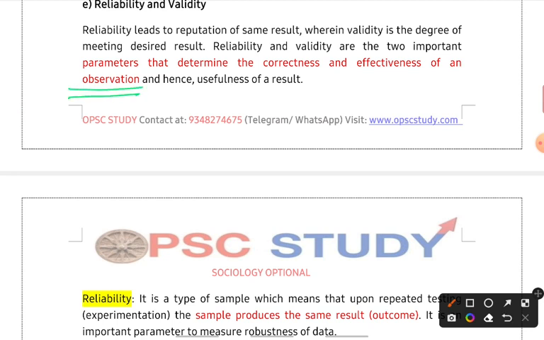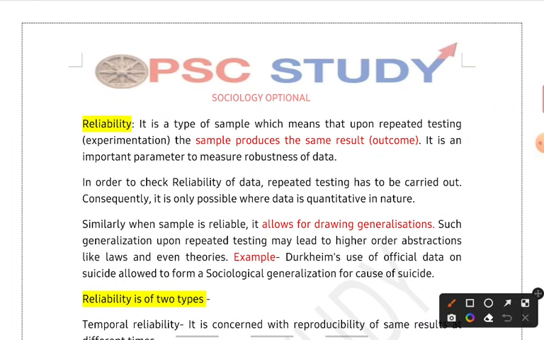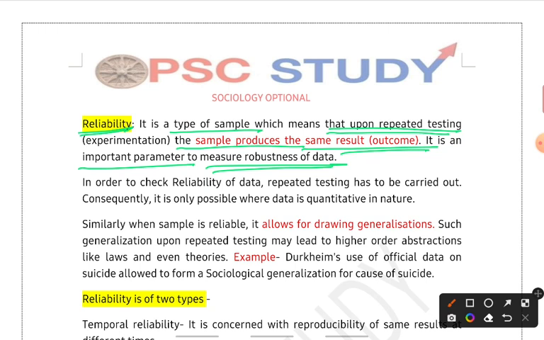It is a method through which a researcher tries to establish his observation, or studies an institution. So first, what is reliability? The second part, what is reliability? It is basically a type of sample, which means that upon repetitive testing, the sample produces the same result. It is an important parameter to measure the robustness of data. So over and over again, if the data that has been collected is similar in nature, then it is more reliable. Every time you try to boil water, it boils at 100 degrees Celsius, right?